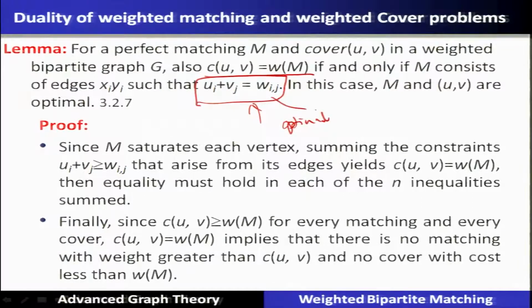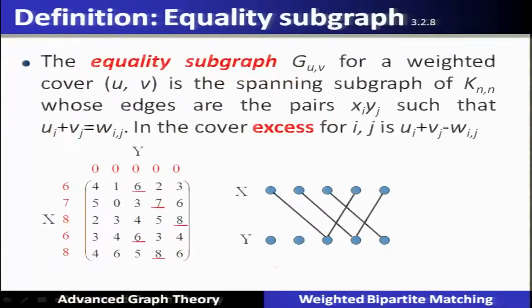That means when we reach this particular situation, it tells us that we have identified a maximum weighted matching with the cost of a minimum vertex cover. Similarly, the minimum vertex cover which we have obtained and the cost of a maximum weighted matching are both equal.